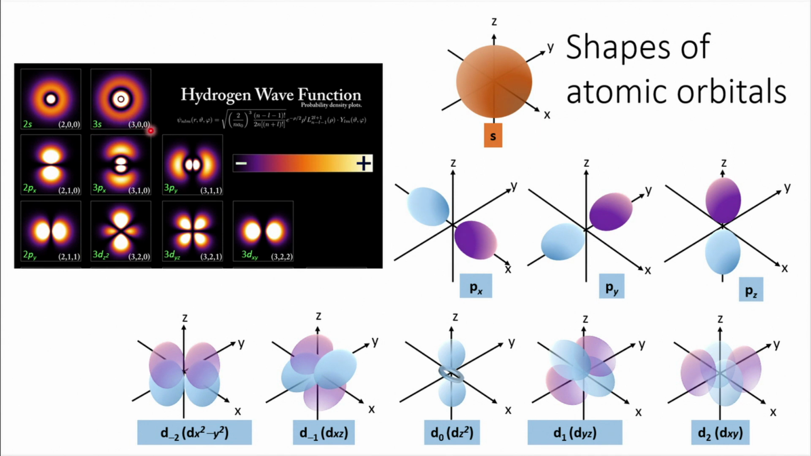So, 300 represents the 3s orbital, and when we move to the next one, 210, that means 2 is the principal quantum number followed by the azimuthal quantum number, then the magnetic quantum number. So, this represents the 2px orbital, and when we have 310, that represents the 3px orbital. When we have 311, that represents the 3py orbital, and here we have a representation of d orbitals as well.